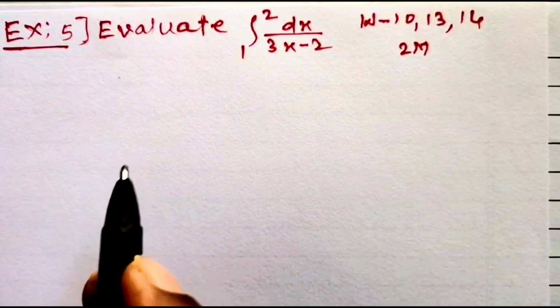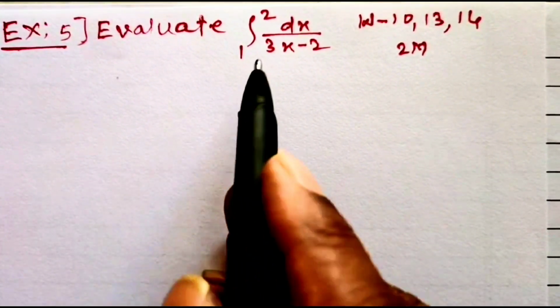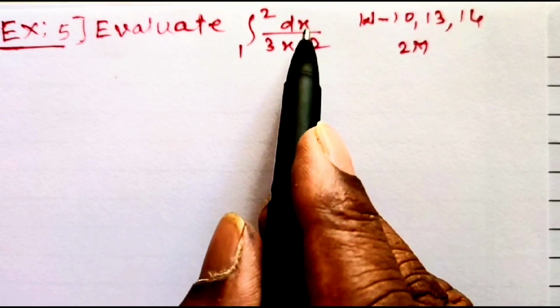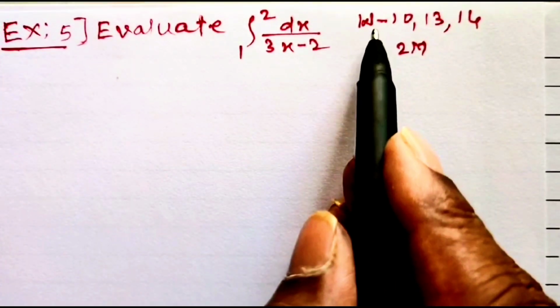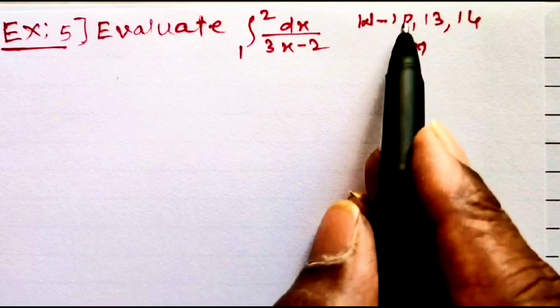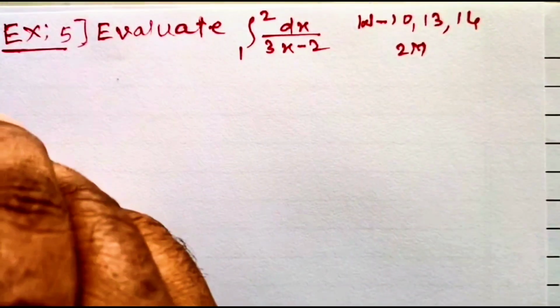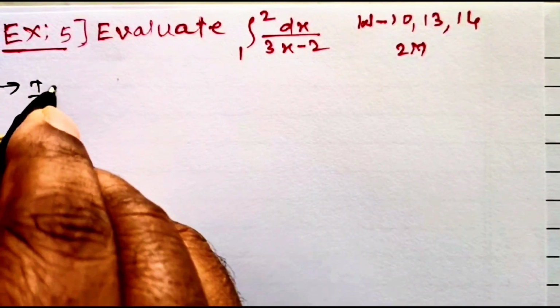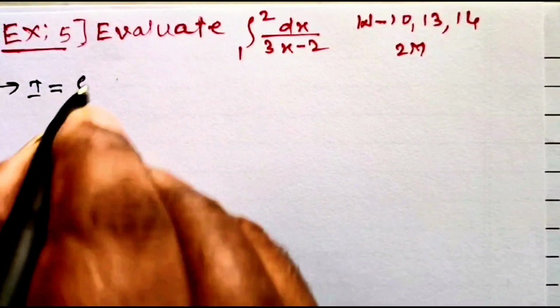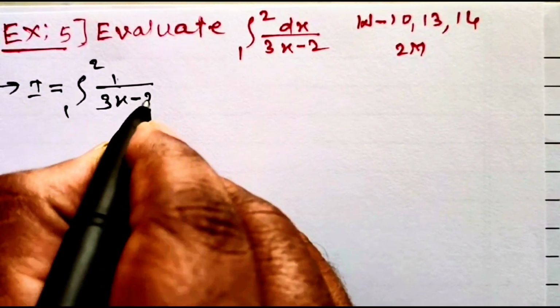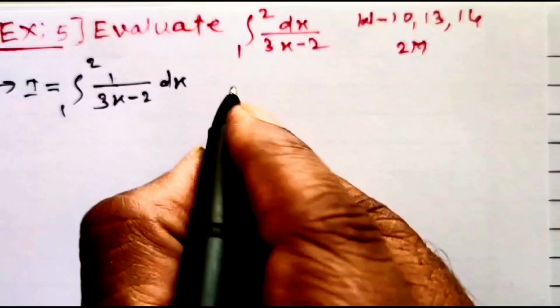Let us solve sum number 5. Evaluate the integral from 1 to 2 of 1 upon 3x minus 2 with respect to x. This sum appeared in winter 2010, 13 and 14 for 2 marks. So consider the given integral equal to I, with limits from 1 to 2, 1 upon 3x minus 2 with respect to x.